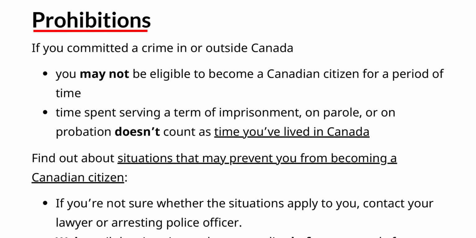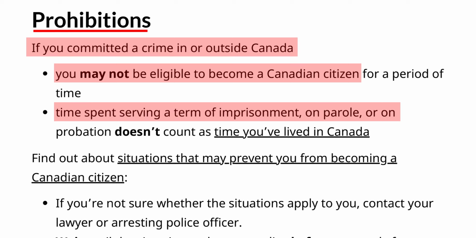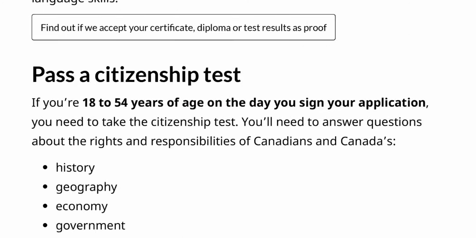Prohibition. You may not be eligible to become a Canadian citizen for a period if you have committed a crime in or outside Canada. Time spent serving a term of imprisonment, on parole, or on probation doesn't count as time you have lived in Canada.